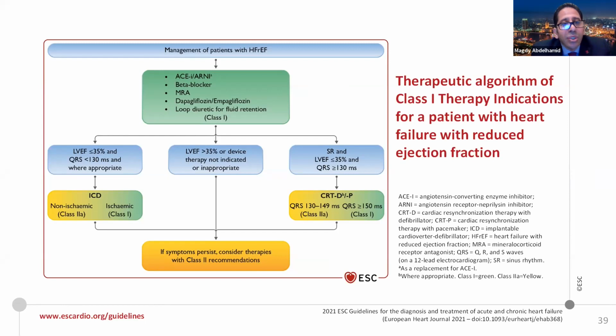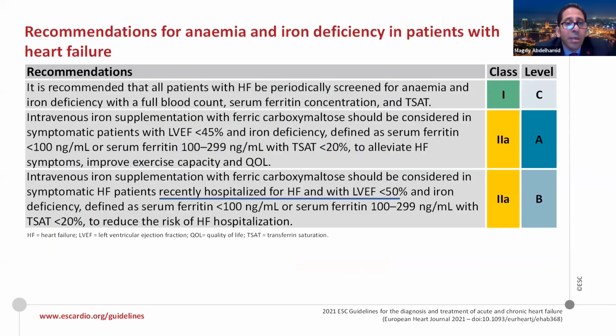So ICD should be considered, a class 1A recommendation, in ischemic etiology, while it is downgraded to class 2B in non-ischemic etiology. This is for primary prevention of sudden death in patients with heart failure. If the patients have ejection fraction more than 35% or device therapy is not indicated, and symptoms persist, consider therapies with class 2 recommendation, as mentioned before.